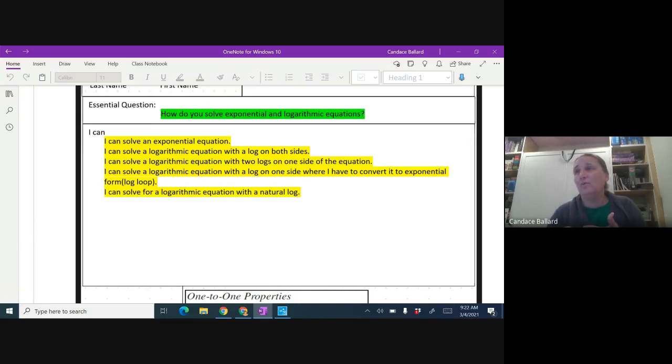I can solve a logarithmic equation with 2 logs on one side of the equation. Great, check that off, okay? I can solve a logarithmic equation with a log on one side where I have to convert to the exponential form with the log loop, which we learned the other day. Great, check that off. And then I can solve a logarithmic equation with a natural log. And again, you want to be able to check all of these off the list, because that's 5 questions on the test right there, okay? You're going to see every single one of those when we take the test in a little over a week.